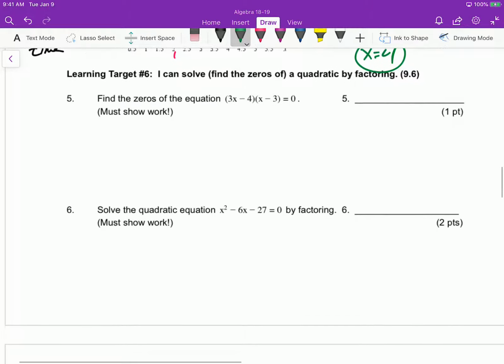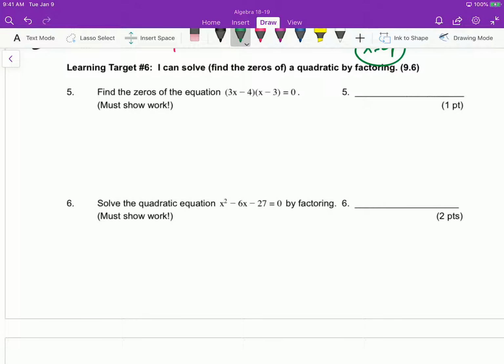All right, number 5 and number 6 is where we start solving. There's that word.